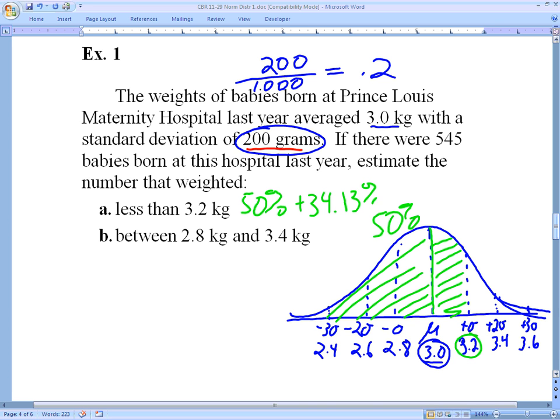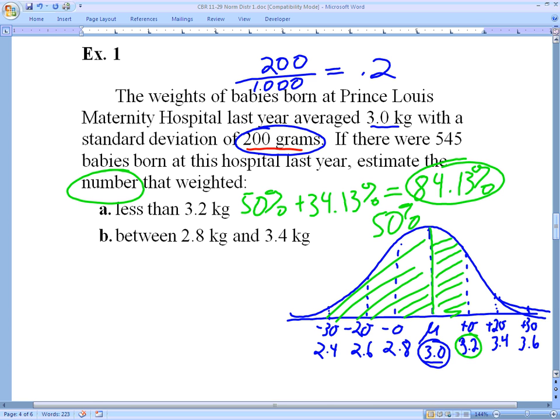And if I add those percents together, I'm looking at approximately 84.13, or 84.1 if I round that to 3 significant figures. So that's my percentage of babies born at this hospital that were less than 3.2 kilograms. But that's not what it asked. It asked for the actual number.